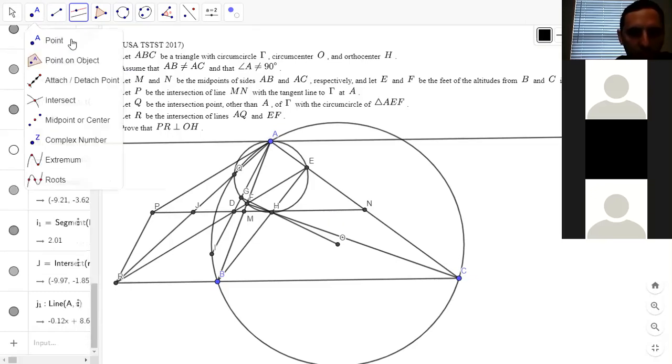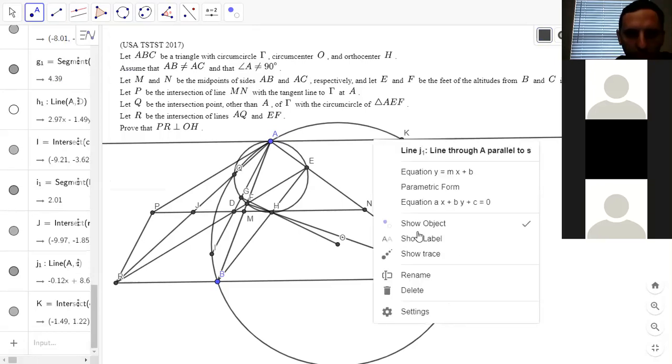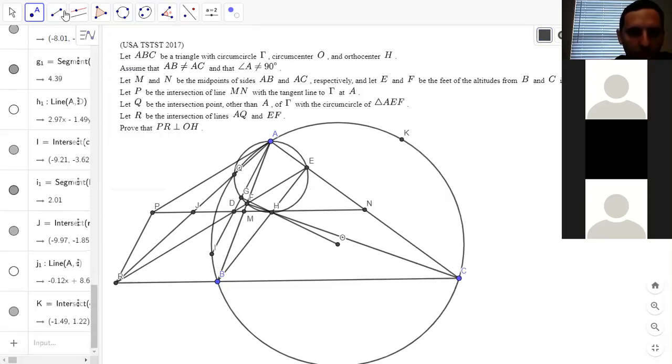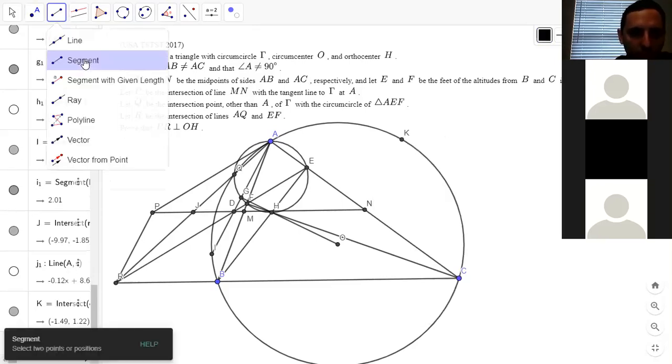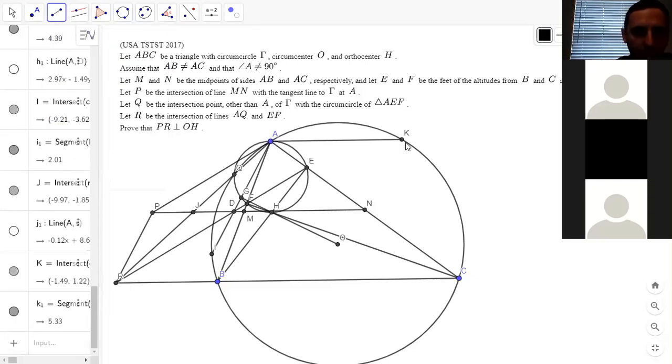All right. So this is point K. And AK is tangent to this circle, I think, right? Yeah. So basically we want to show that QAIK is harmonic.